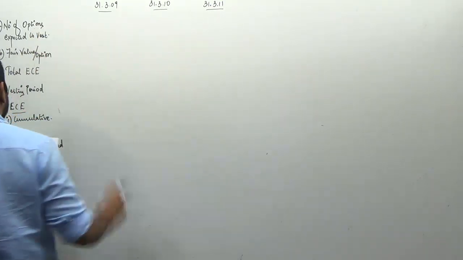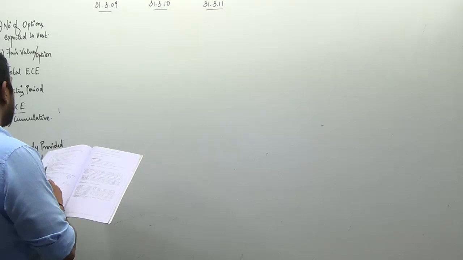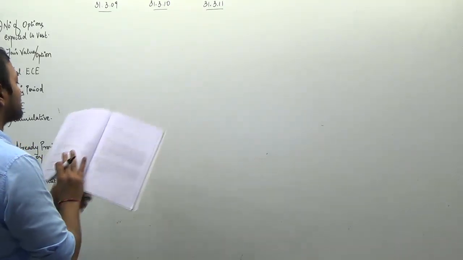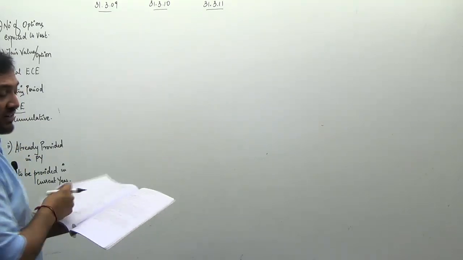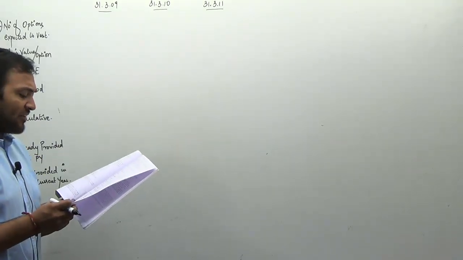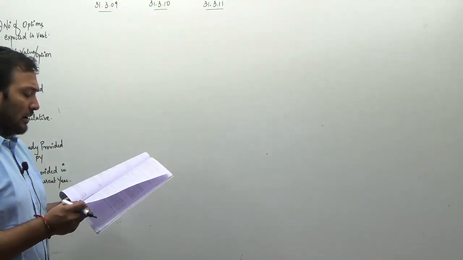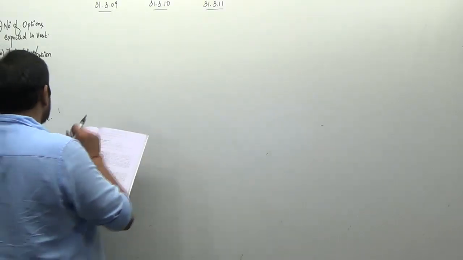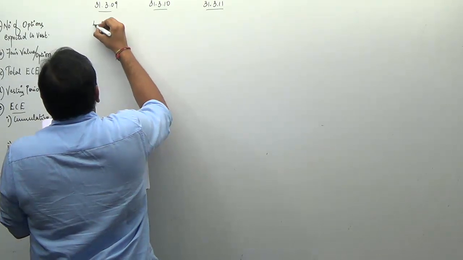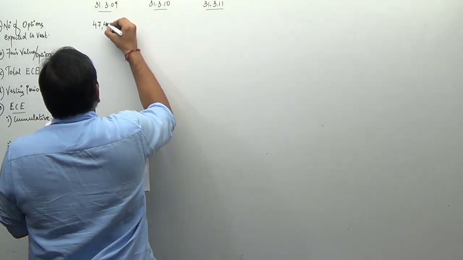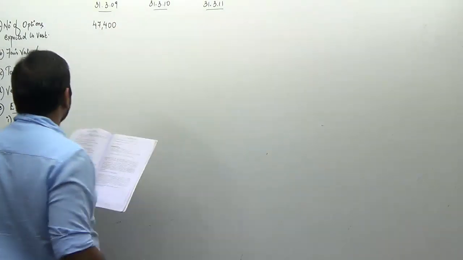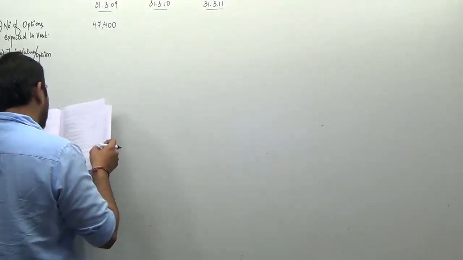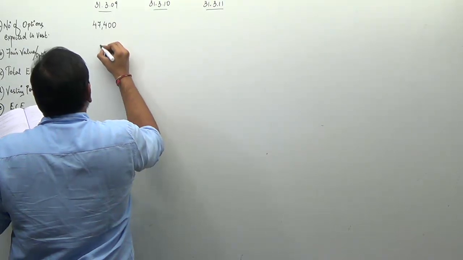Number of options expected to vest. Come to the position as on 31st March 09. The number of employees expected to be entitled to the option is 474. How many options are given per employee? Turn to the first table. The number of options granted per employee is 100. So 474 into 100, 47,400. The fair value of the option is given to you in the first table, 25.